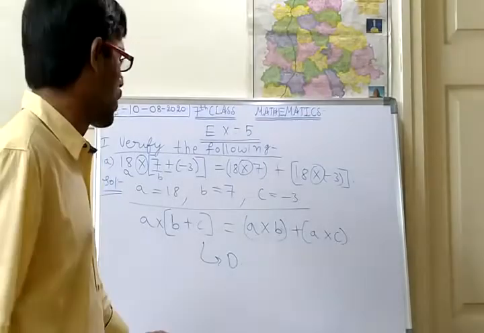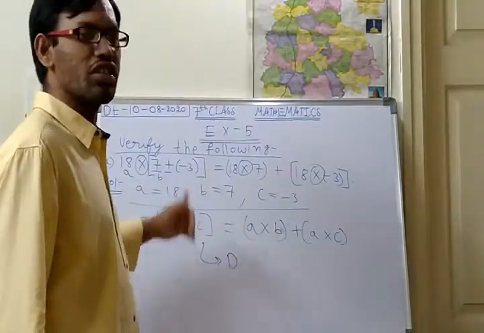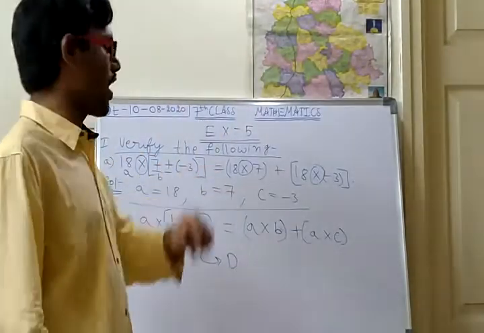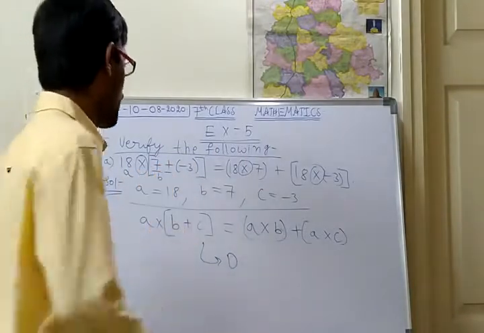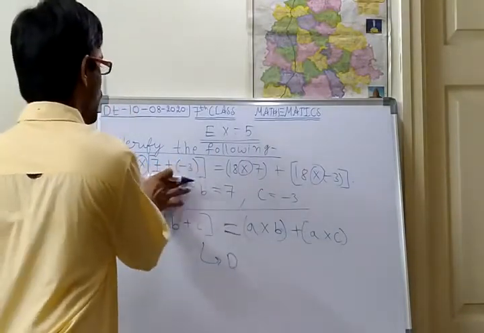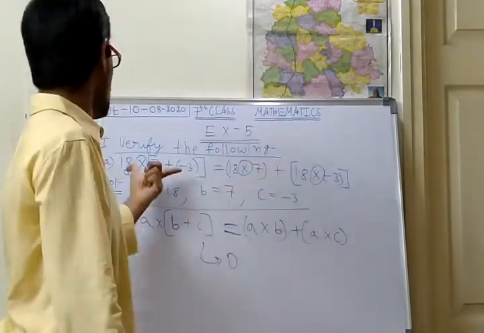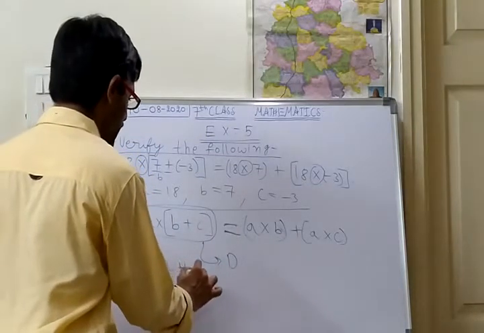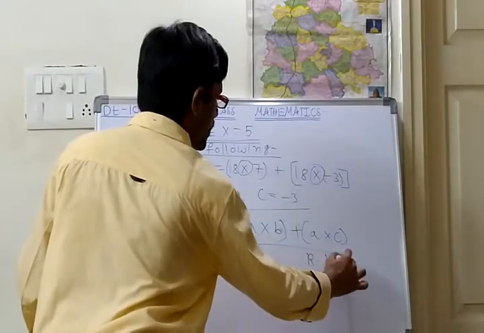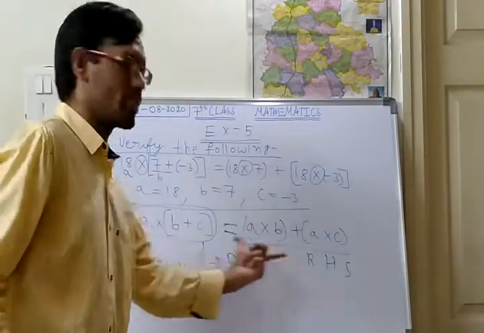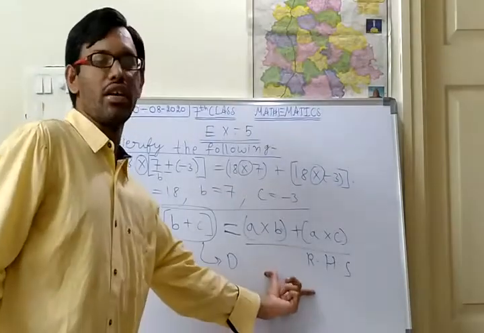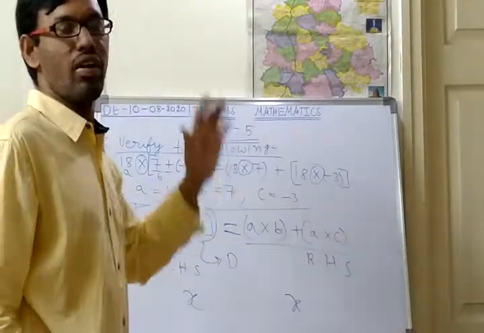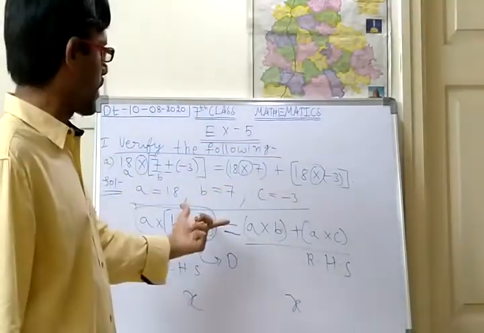I hope you are understanding. First of all, identify which type of property it is. Then afterwards go to the verification. Now we have to verify whether both sides are equal or not. This side is the LHS, and this is the RHS. If the result of LHS and the result of RHS are the same, then this problem is verified and correct regarding the distributive property.